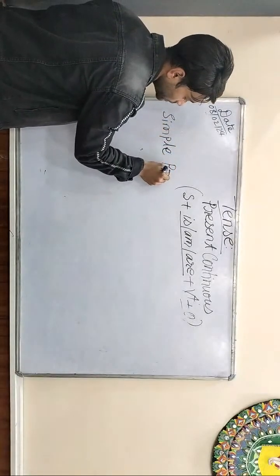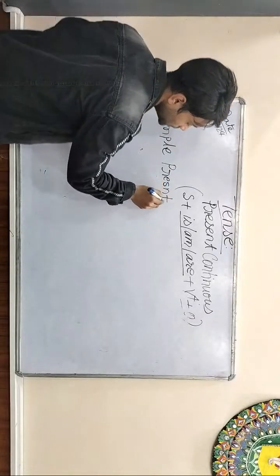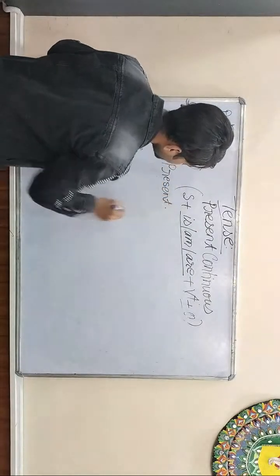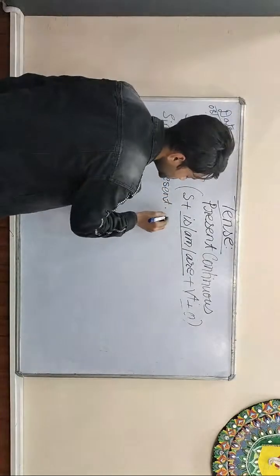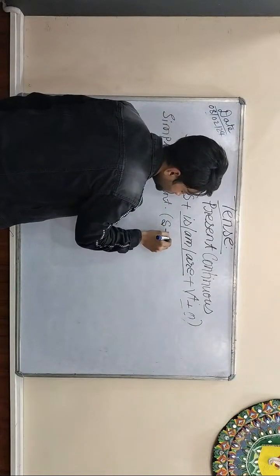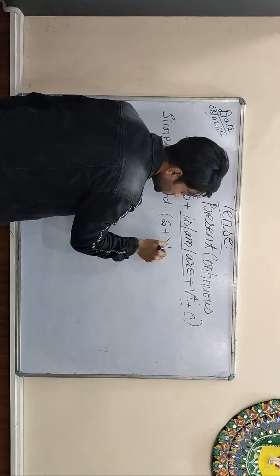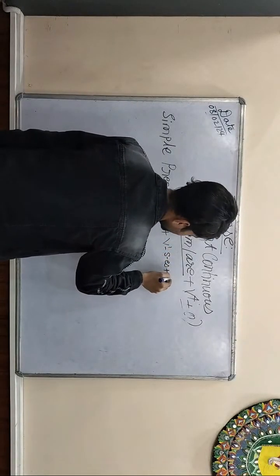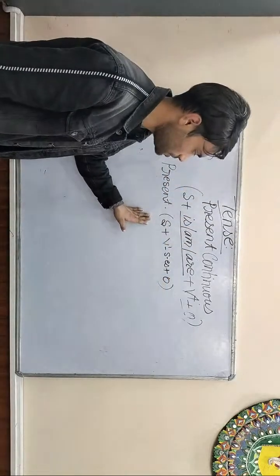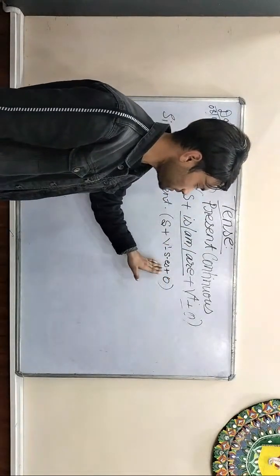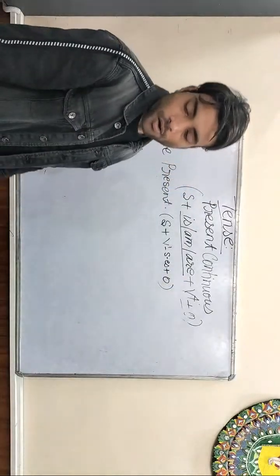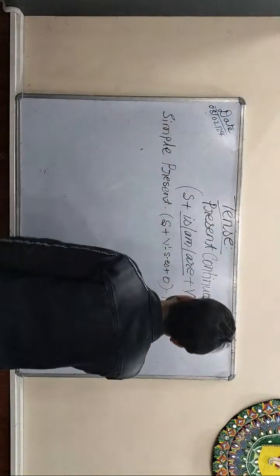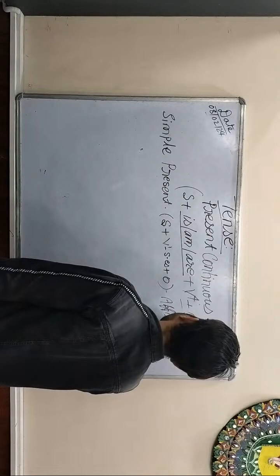Simple present. The structure for affirmative one is subject plus verb one or s, es, plus the rest of the sentence. Subject plus verb s or es plus the rest of the sentence or the object. Now, that is for affirmative.